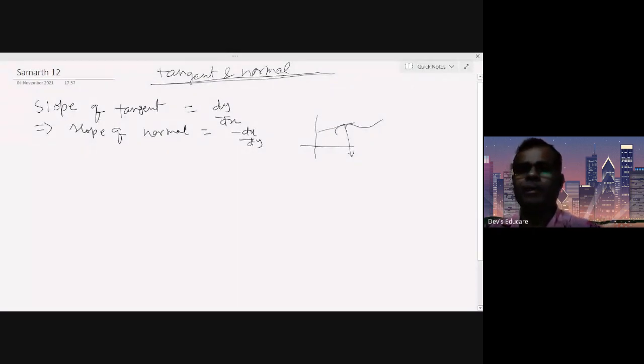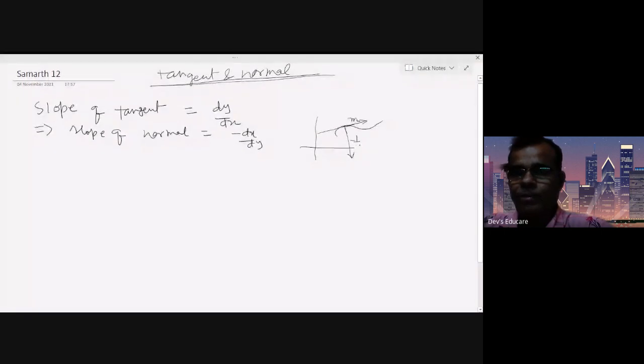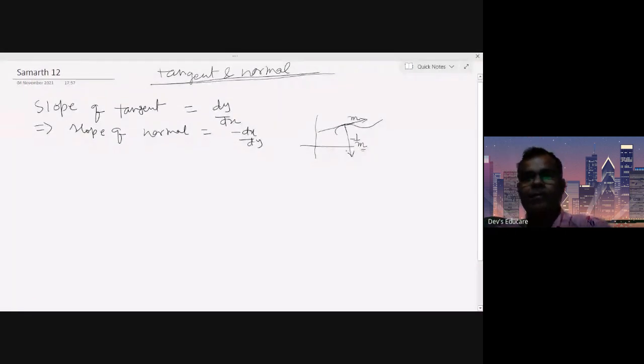So if this is the tangent, this will be the normal. And if the slope of tangent is m, then what will be the slope of normal? Negative 1 upon m. Suppose the slope of this tangent is m, then the slope of this line will be minus 1 upon m. And so we find the slope. In some cases, slope will be given and we need to find the points on the curve. So basically two types of questions are being asked.